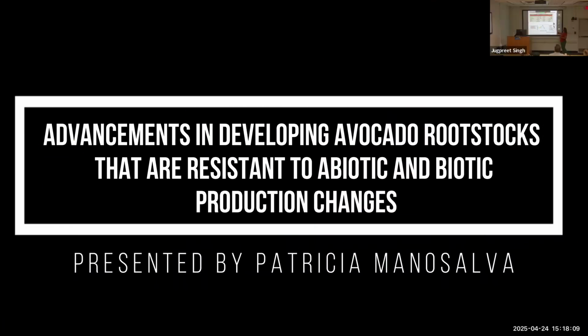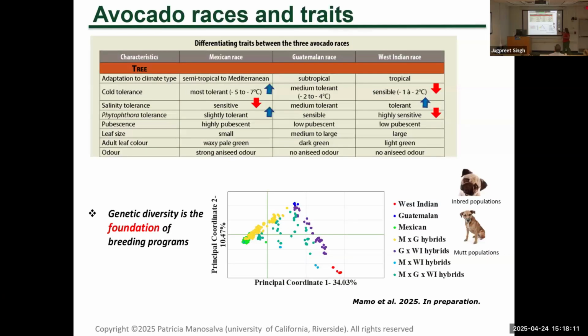Before I go to the genetic diversity, I compare the very inbred population with a mixed population. So you have a pure Mexican versus a Mexican and Guatemalan, or versus a hybrid Mexican-Guatemalan. A really mixed population like Mexican, Guatemalan and West Indian will be equivalent to your puppy who has 3 or 4 or 10 races, and your only pure will be like an inbred population like these dogs.